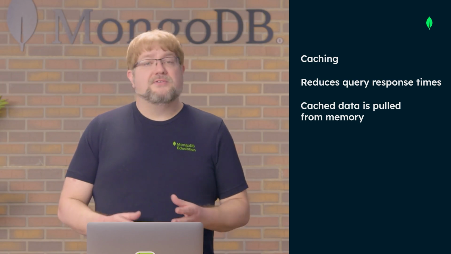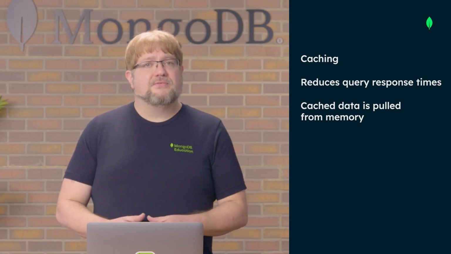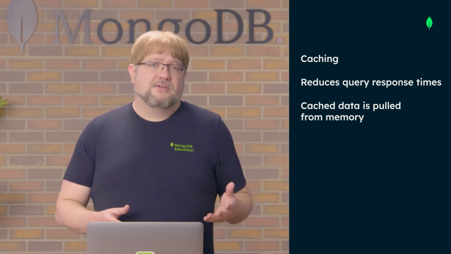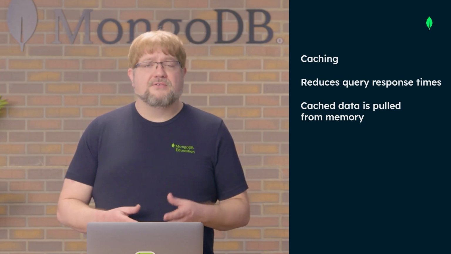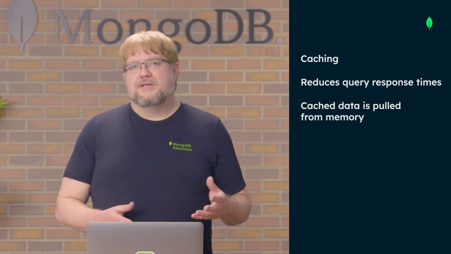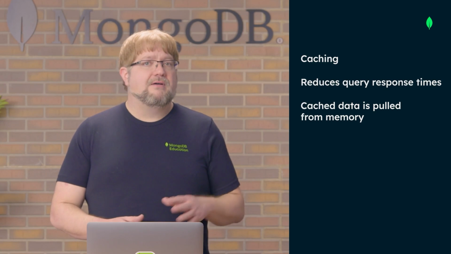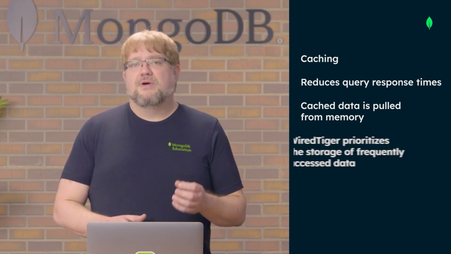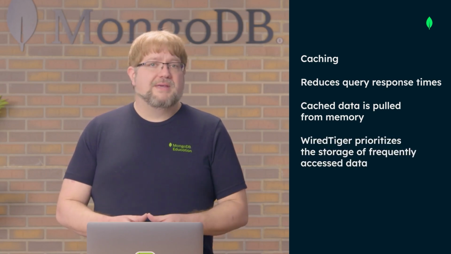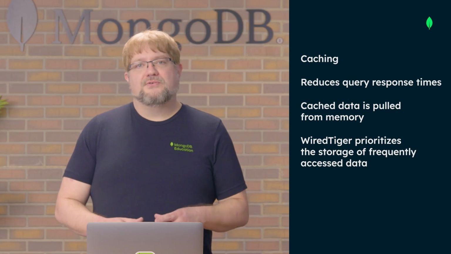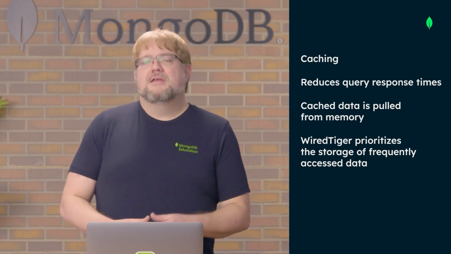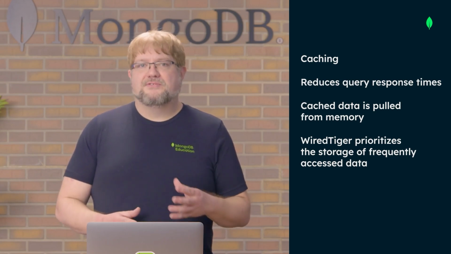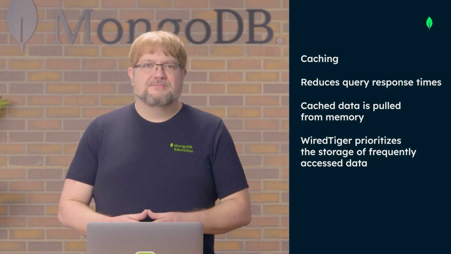However, when data is not present in the cache, it must be retrieved from the storage disk, which can increase latency due to the slower nature of disk I/O. While no caching system can perfectly anticipate all data access patterns, WiredTiger is designed to intelligently manage its cache, prioritizing the storage of frequently accessed data. This caching strategy minimizes disk access in most scenarios.